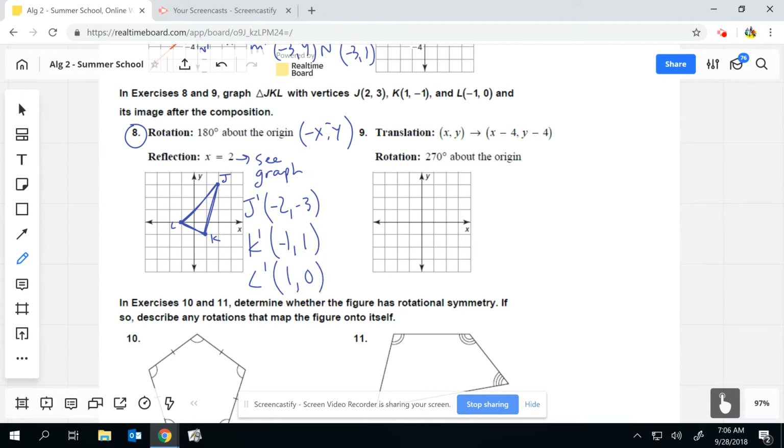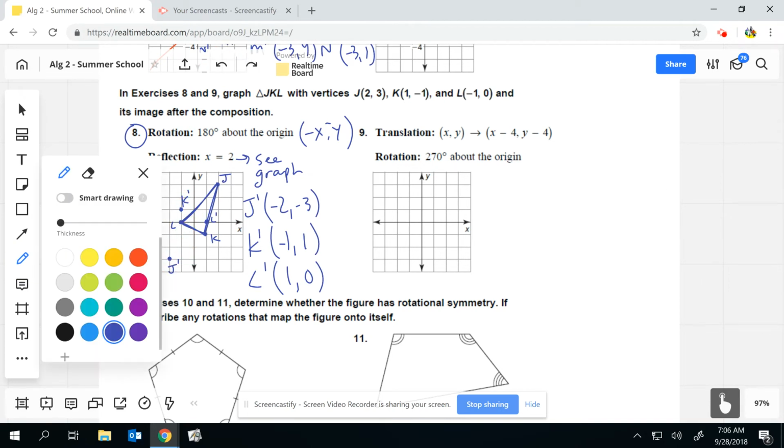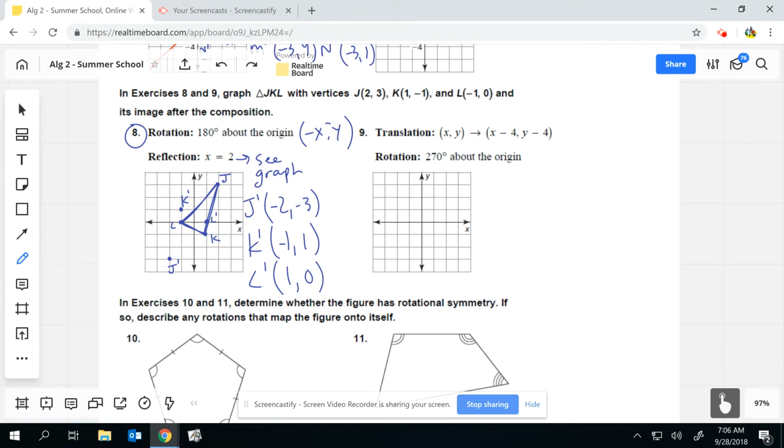So let's plot those. -2, -3. That would be here. That's going to be J prime. And then -1, 1. That's right up here. That's K prime. And then L prime is 1, 0. So that's L prime. If I connect those, actually, you know what? Let me connect those in a different color so you can see the difference between the two shapes.